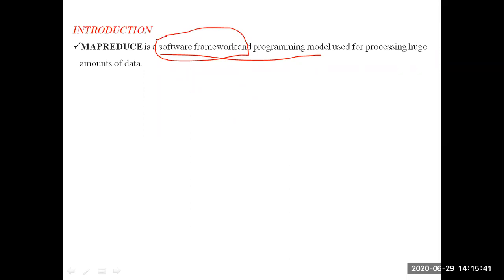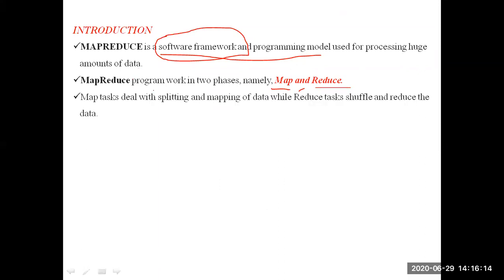Like our predefined functions, a software framework means a software which is readily available. So by giving large amounts of data to the software, we will easily get the analysis report. That's why we call MapReduce a software framework and programming model used for processing huge amounts of data. Clear? It mainly works in two phases: map phase and reduce phase.